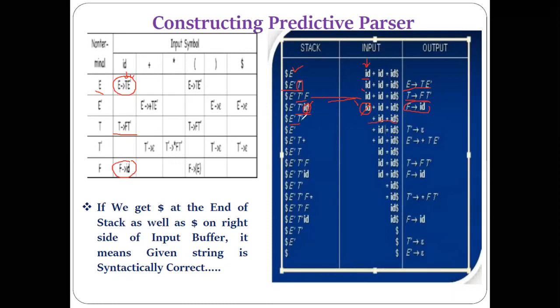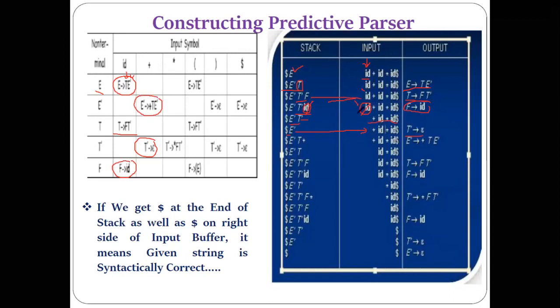So next, what we have to see? T dash on the plus. The parsing table is giving us the idea which production rule you should utilize: T dash deriving the epsilon. So in the next step, you utilize this step. Result of this T dash deriving epsilon, this T dash will get cancelled, and only E dash remains. Next, you have to see the E dash on plus in the table. The table suggests you should utilize the production rule E dash deriving plus T dash.